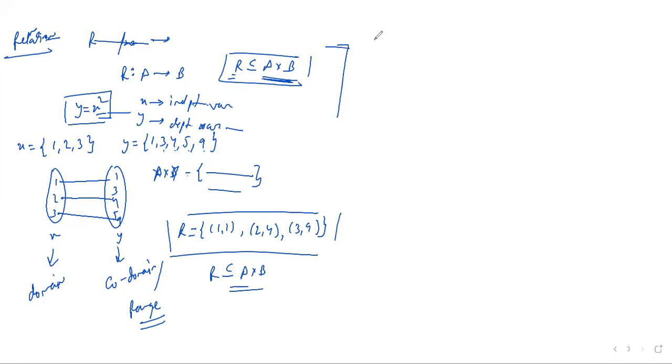And there are some types of relations too. First is the reflexive type. What is the reflexive type of relation? Let's see. If every element of X maps to itself, that is, let's say I have an element x which belongs to X, and every element is related to itself, that is x R x, x is related to x, then it is said to be reflexive.